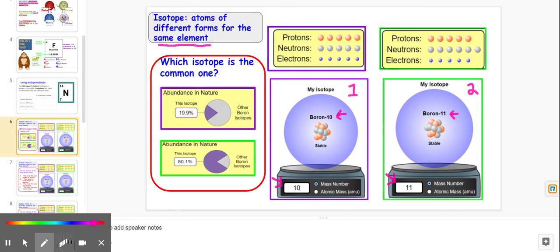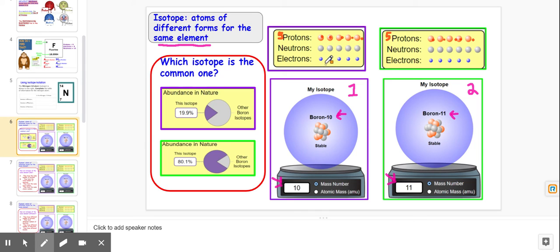If we compare the subatomic particles, what do we have? Well, we have 5 protons, and we have 5 protons. That makes sense because they're the same element, so they must have the same number of protons. If they had a different number of protons, they would not be the same element.